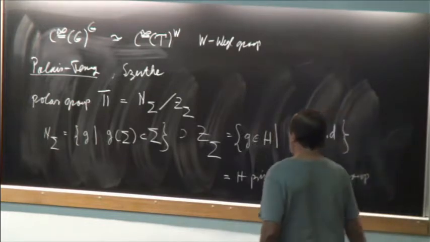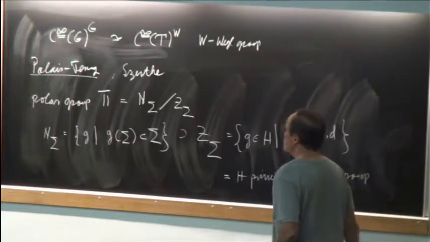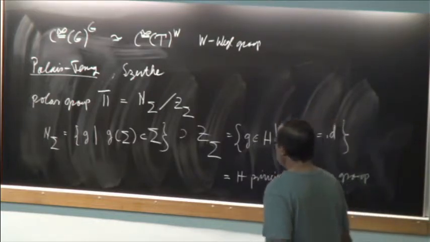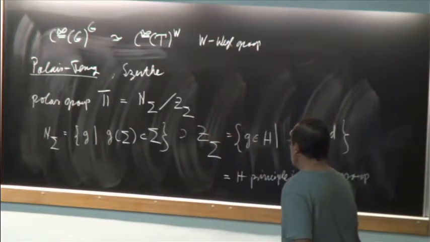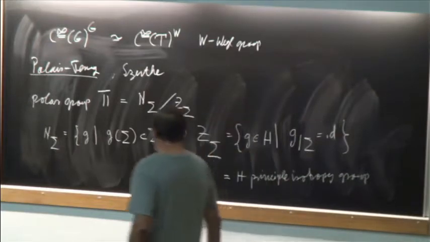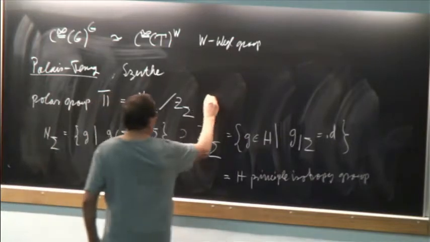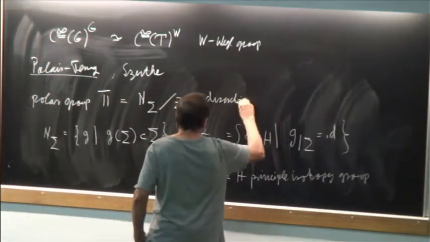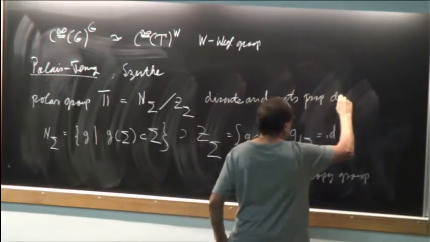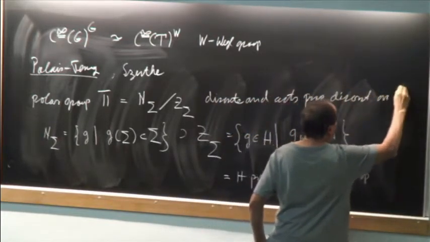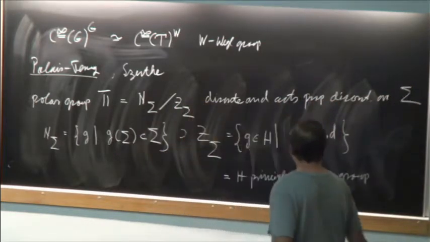It turns out that this group is also equal to what's called the principal isotropy group. That's also precisely the group of group elements that take a section to itself and act trivially there. So it's the analogous definition, as one does for the Weyl group of a compact torus, right? Normalizer by centralizer. And one can then show that this group is discrete and acts properly discontinuously on the section sigma. It acts on sigma by definition, and the action is properly discontinuous.